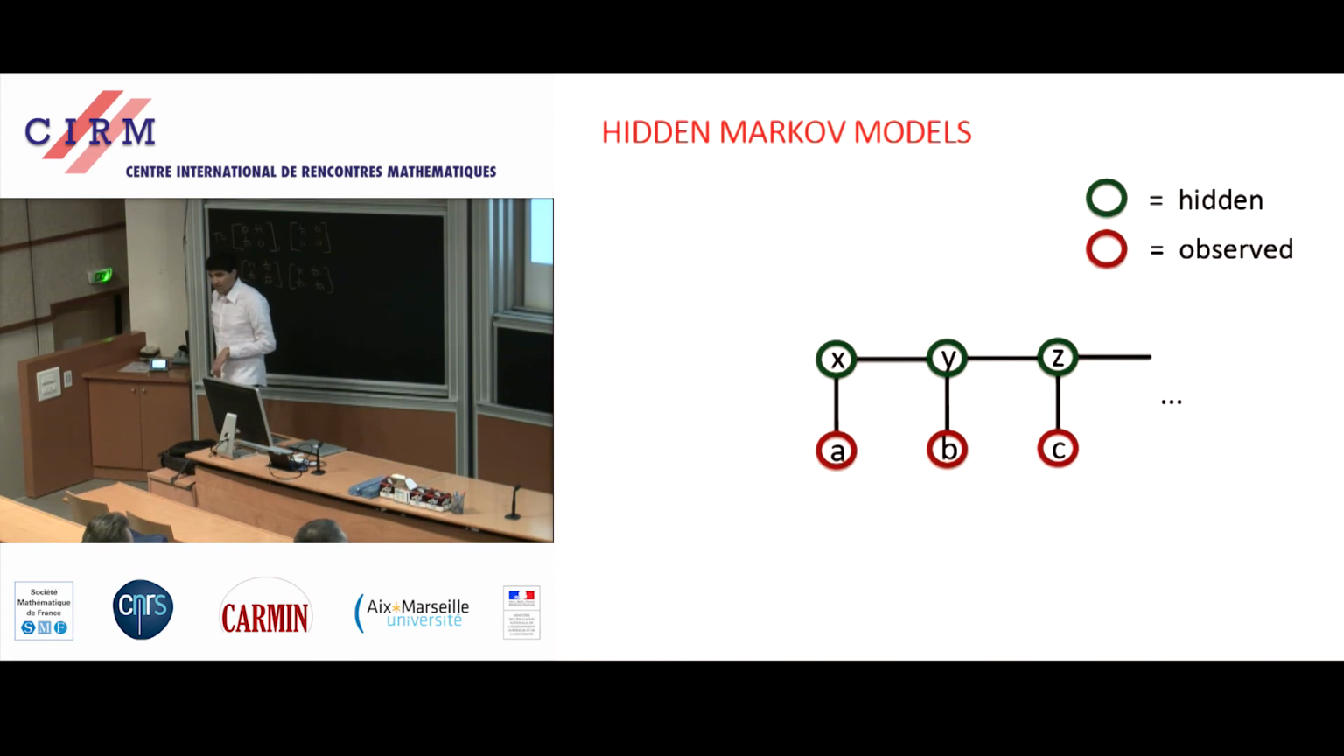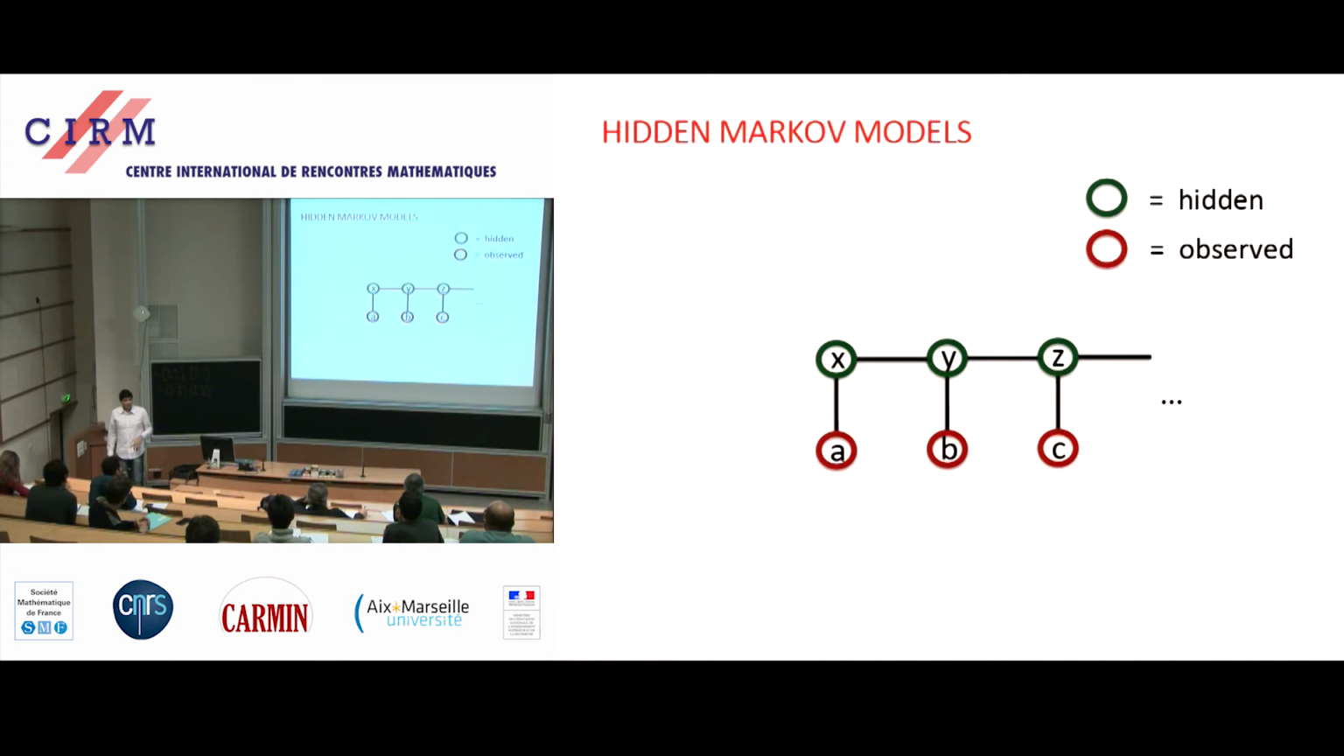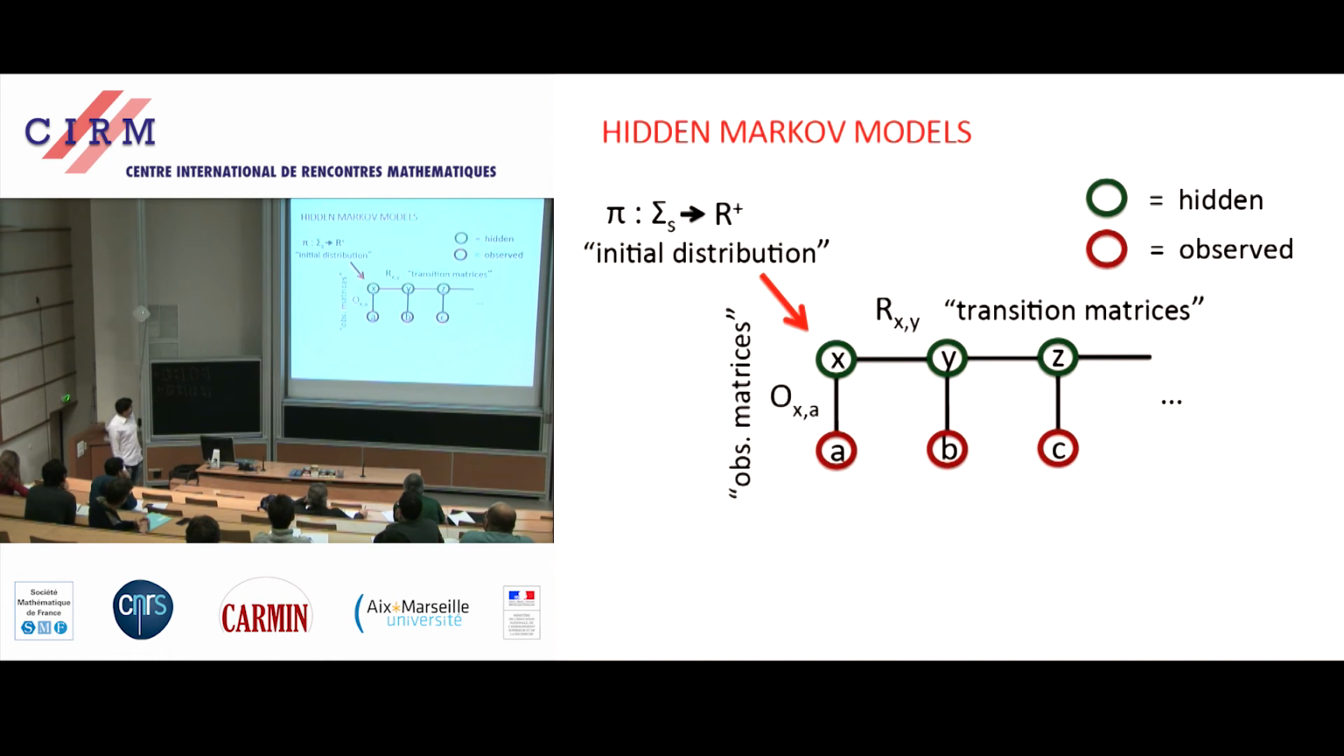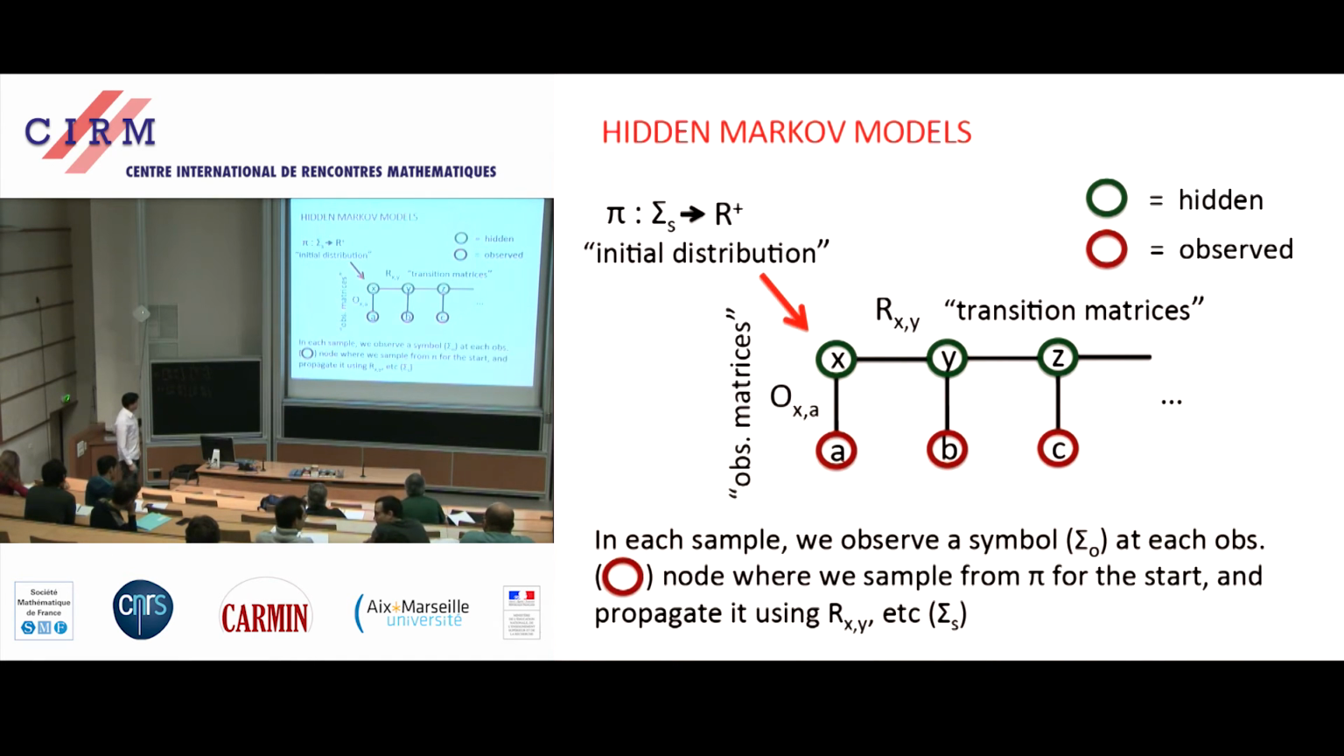You can also do something similar like hidden Markov models, which are a very special case of this, where you start off with some initial distribution on this hidden state for X, and then there are matrices that describe your observations, and there are matrices that describe how your state evolves stochastically as you go along from left to right, which I won't really get into.